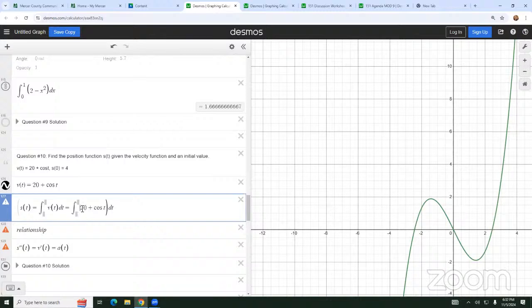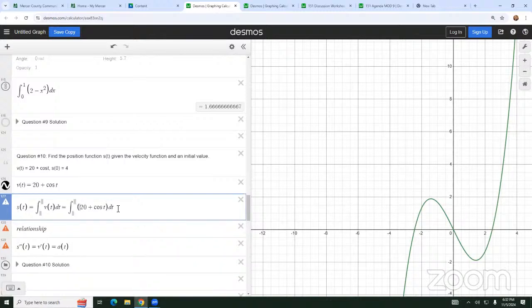Okay, question. What's the antiderivative of 20? The derivative of 20 would be 0. The antiderivative of 20 is what? Anyone? Pavani? Hello? Jonathan, the derivative of what gives you 20?